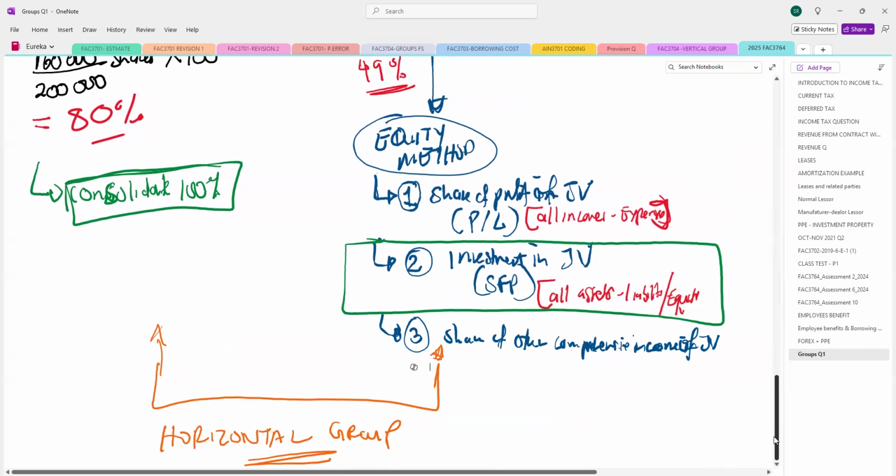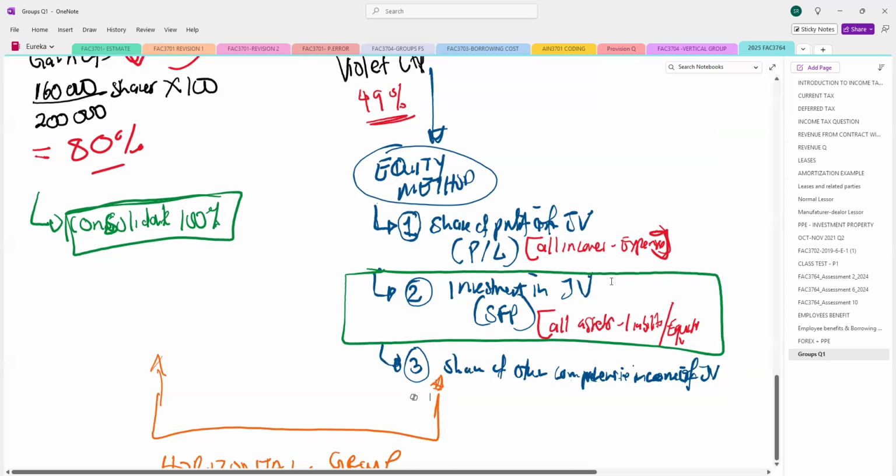If I don't have this information, I'm not going to be able to consolidate. Remember, consolidation has 3 procedures, right? 3 steps. So first of all, I'm going to add like items. Number 2, I'm going to eliminate common items. Number 3, I'm going to eliminate intragroup transactions, right? So before I get to intragroup transactions, I have to first of all add like items, right?